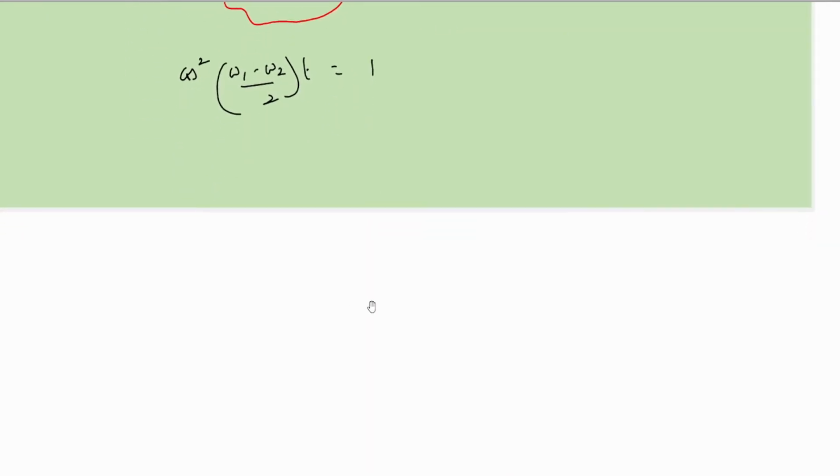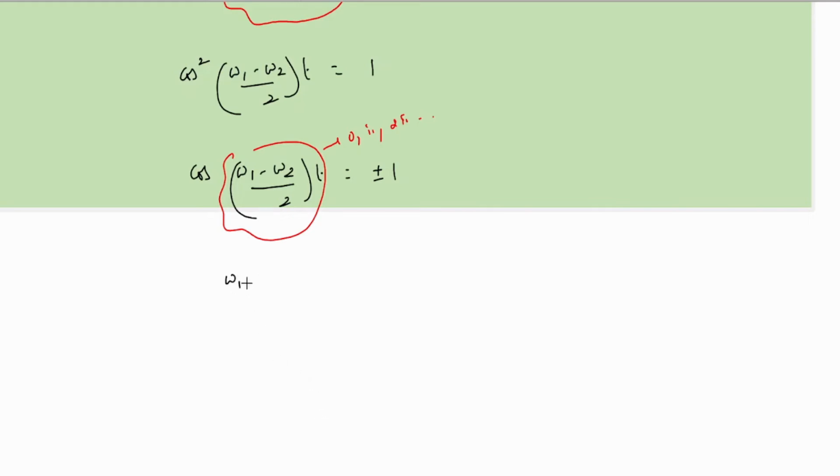If we take root on both sides, then cos of (omega 1 minus omega 2)/2 into T is equal to plus or minus 1. This happens if this term is equal to 0, pi, 2 pi, etc. Mathematically we can say that cos of something is equal to plus or minus 1, and that something, which in this case is (omega 1 minus omega 2)/2 into T, is equal to 0, pi, 2 pi, etc.